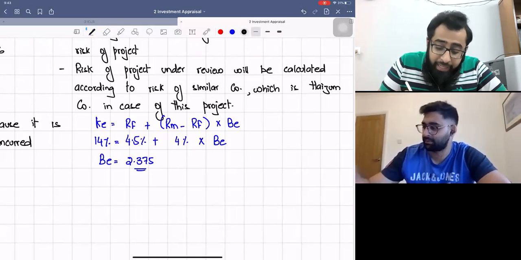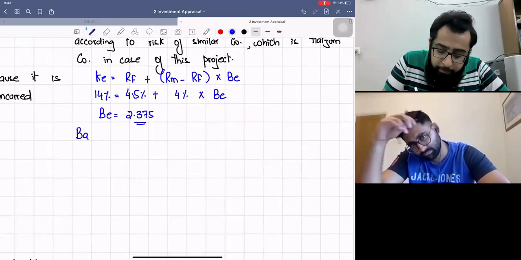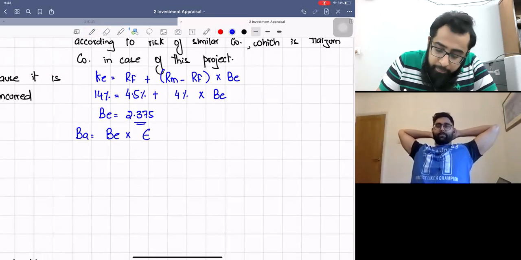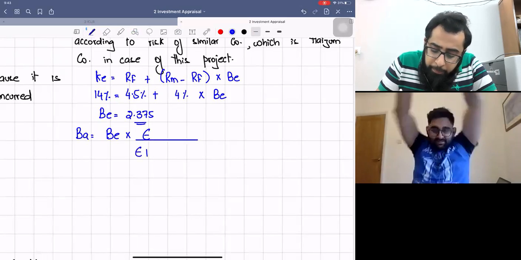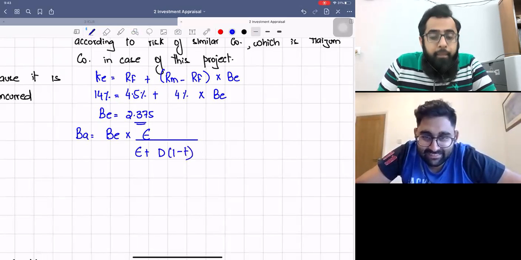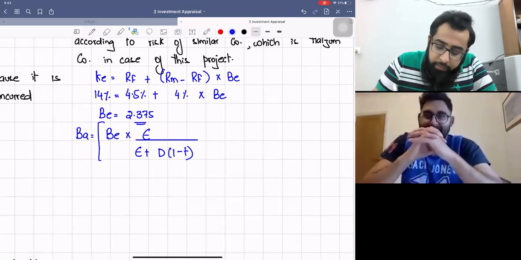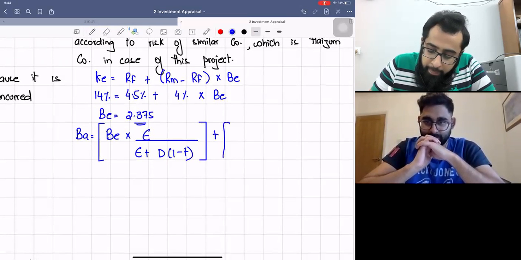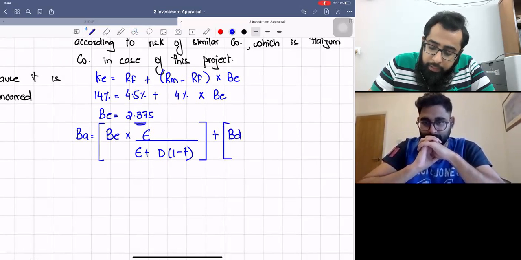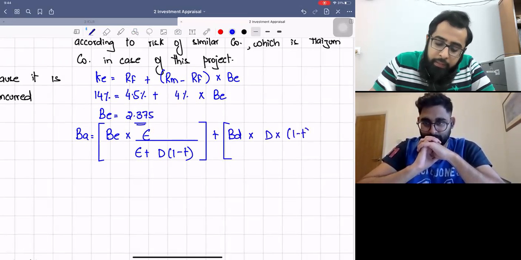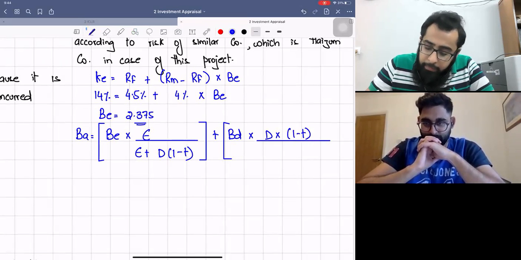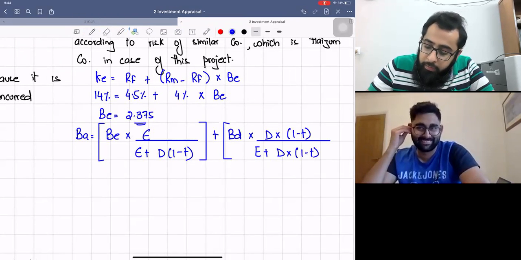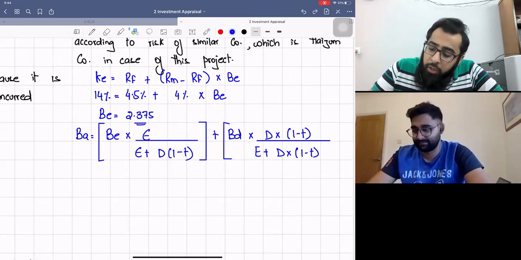Now, when you talk about beta asset, how do we calculate beta asset? It's a very good question. Beta asset is equal to beta equity into E divided by E plus D into 1 minus T, plus beta debt into D into 1 minus T divided by E plus D into 1 minus T. That is the simple formula which you have studied in the VAC, and I will give you a revision of VAC also.